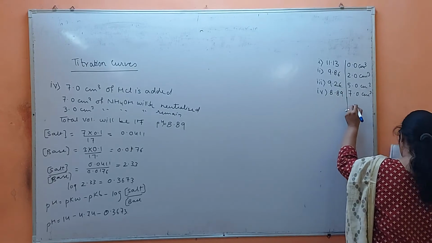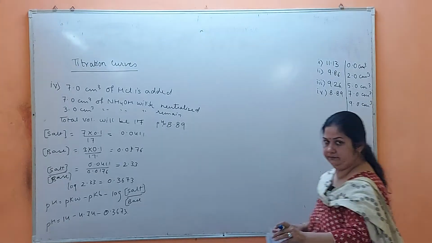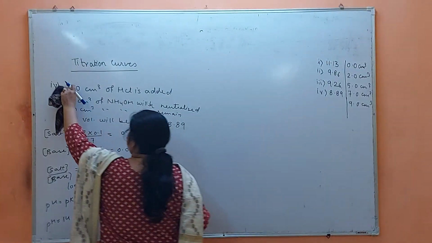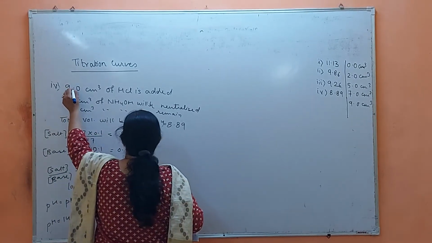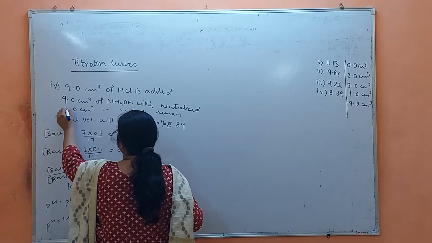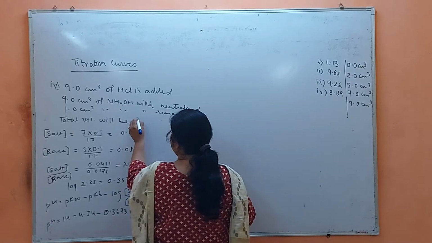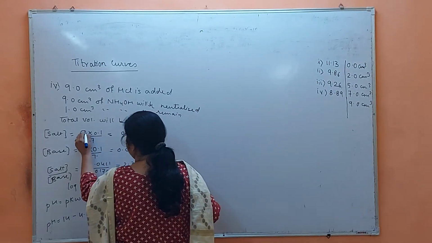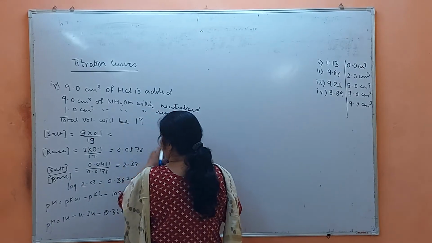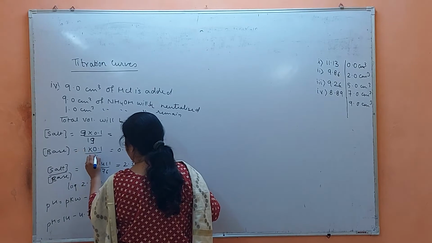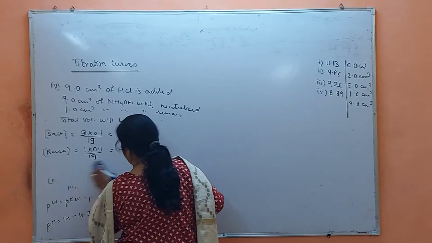Now we will see when 9 cm cube of HCl is added. Try to understand. 9 cm cube of HCl is added. So 9 cm cube of NH4OH will be neutralized. Remaining will be 1. Total will be 19. So here it comes out to be 9, here it becomes 19, and here it comes out to be 1. All right. So this we will see now.